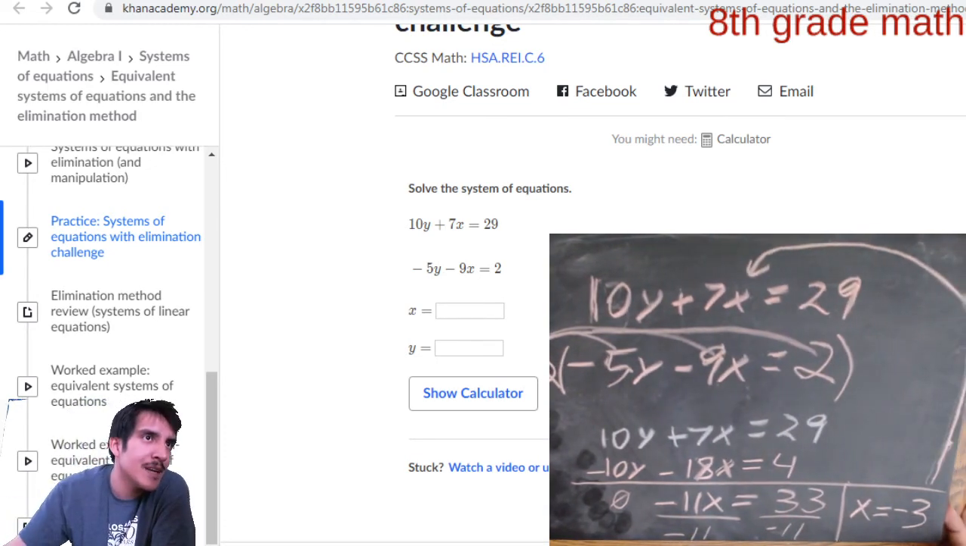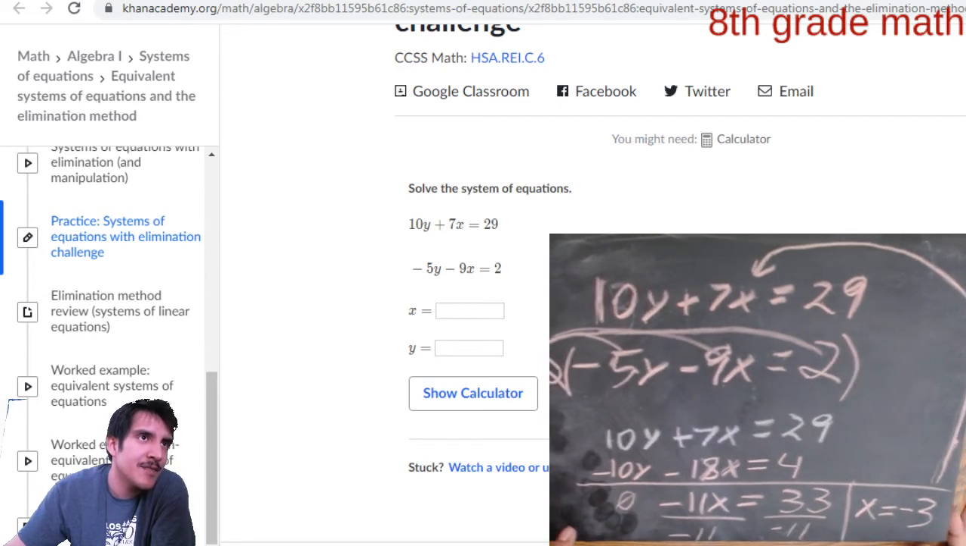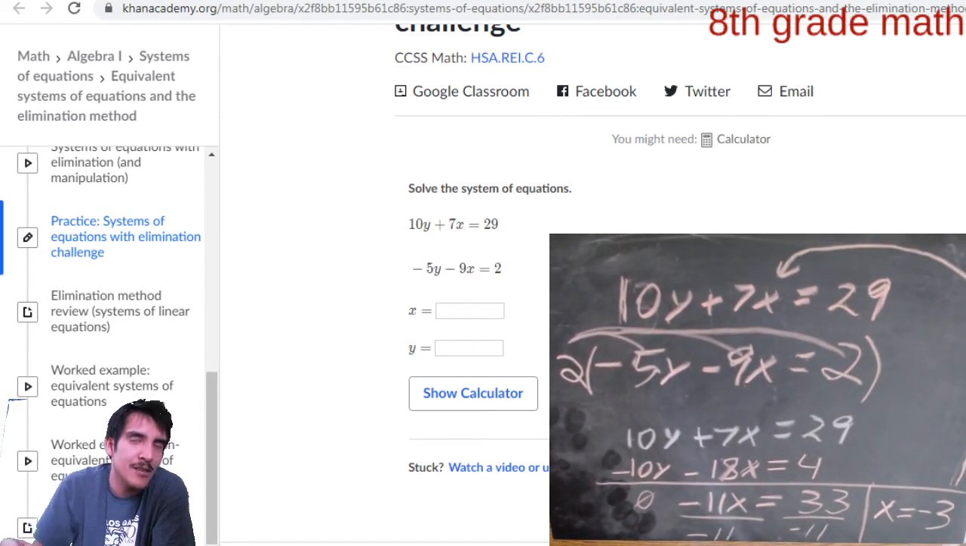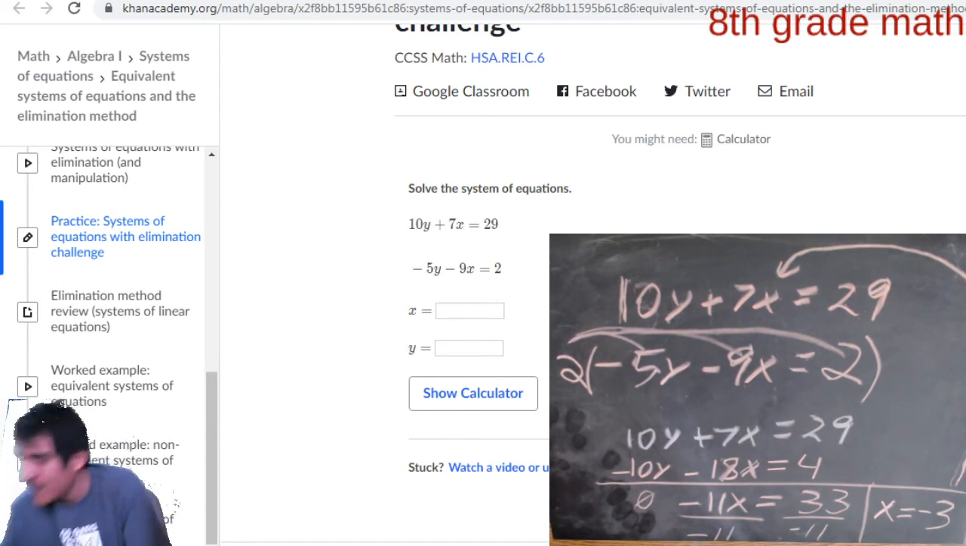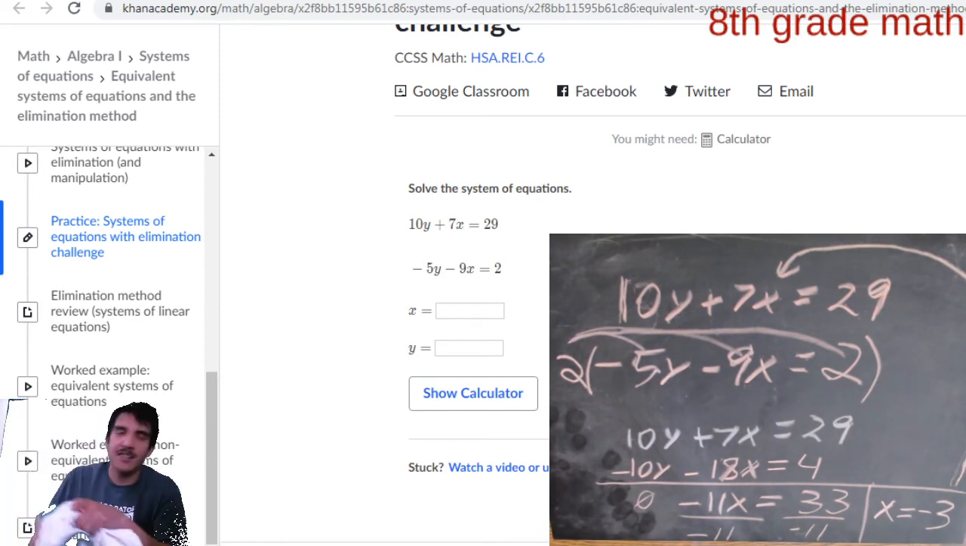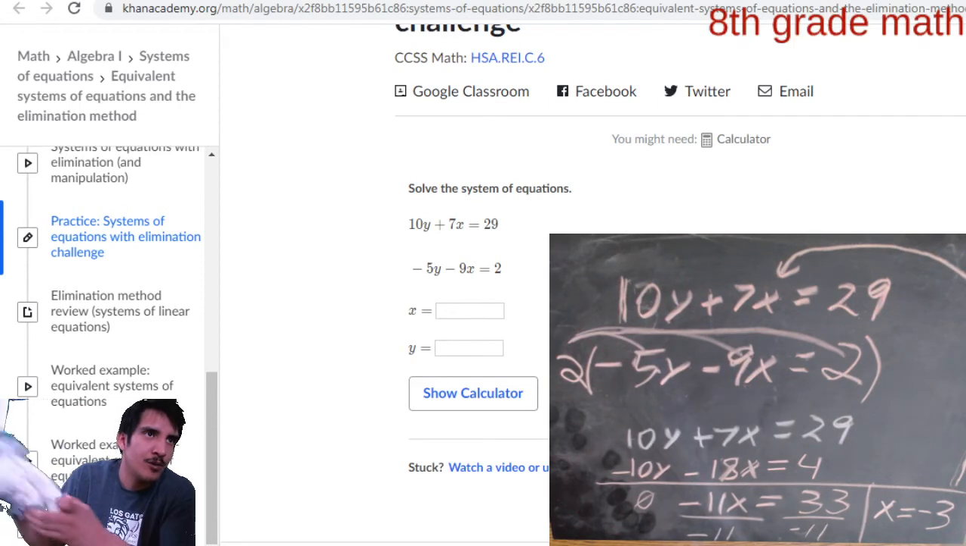Big line. I hope you can see that. I took that x value of negative 3, and I'm going to put it into the original equation. So I'm going to make some room. I'm going to erase some of my old work here.